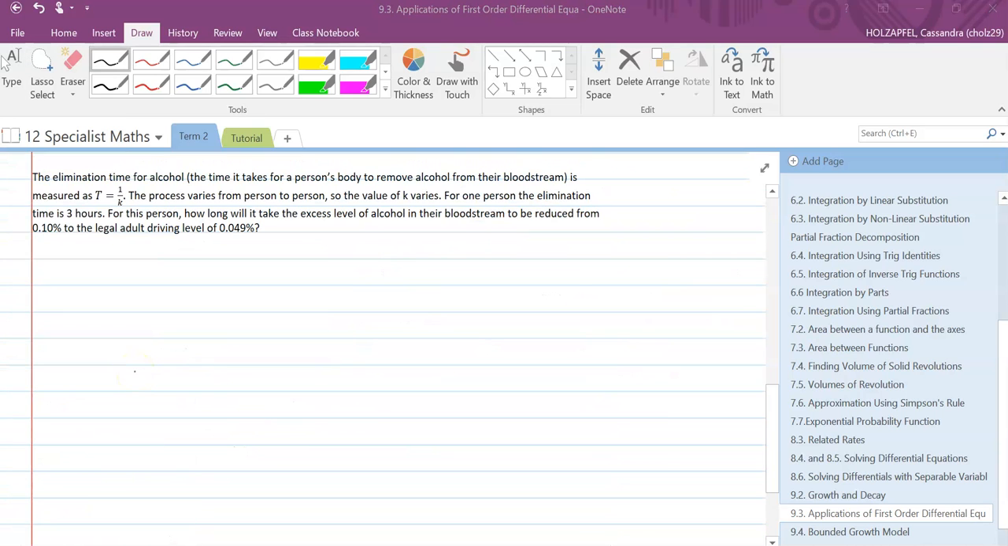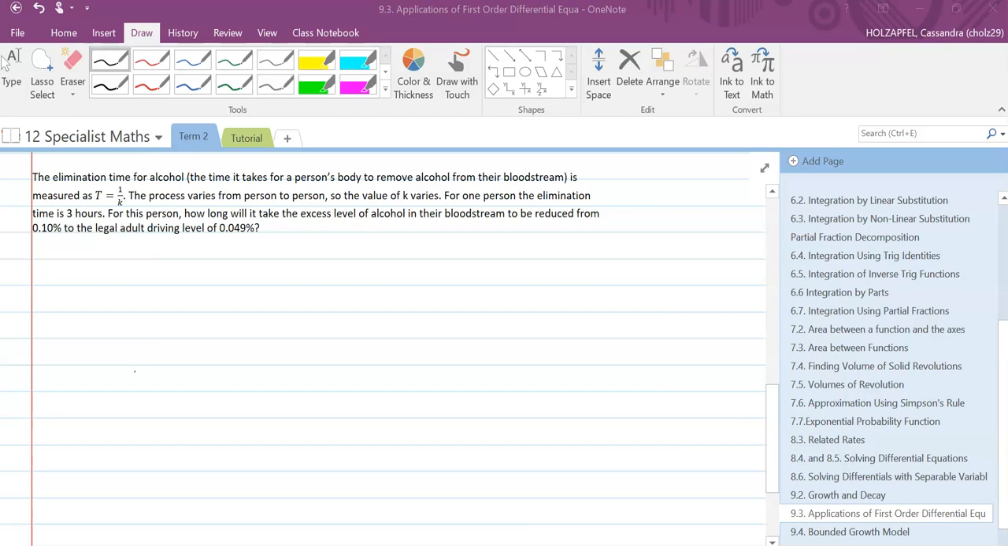The elimination time for alcohol, so the time it takes a person's body to remove alcohol from their bloodstream, is measured as T is equal to 1 over K. The process varies from person to person, and so the value of K will vary. For one person, the elimination time is 3 hours. For this person, how long will it take the excess level of alcohol in their bloodstream to reduce from 0.1% to the legal adult driving level of 0.049%?